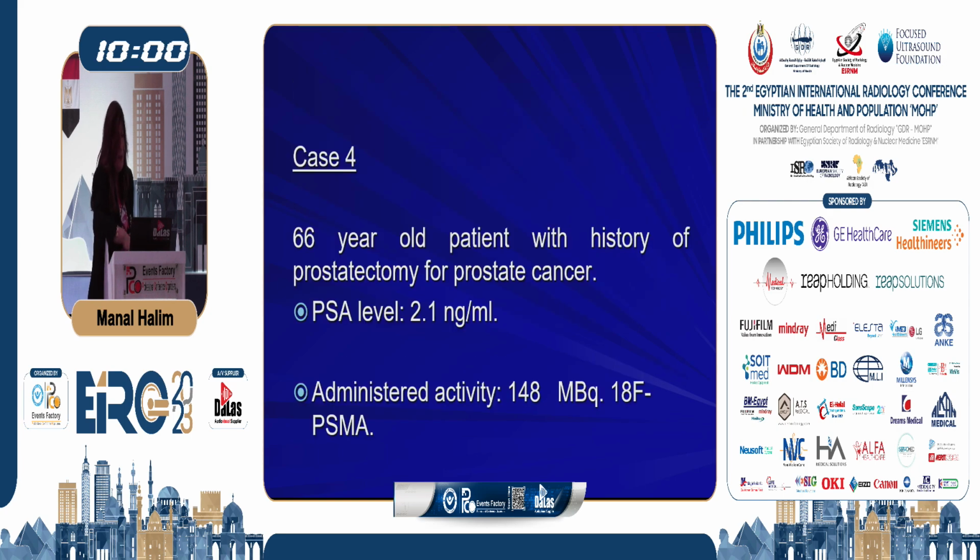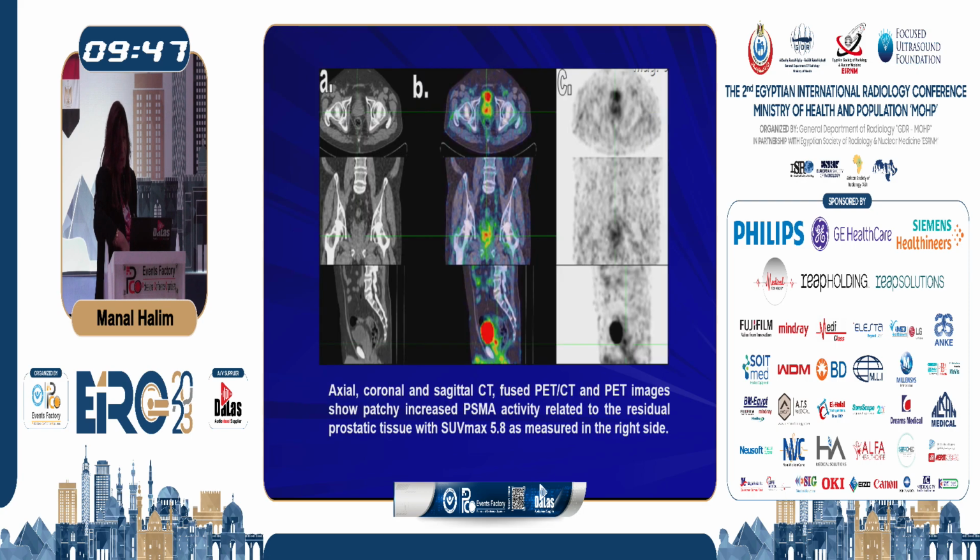Case number 4. A 66-year-old patient with history of prostatectomy for prostate cancer. The PSA level was 2.1, and an 18 fluorine PSMA injection was done for the patient. And here are the images. This is the CT in different axes, the axial, coronal and sagittal. And here are the fused images, and these are the corresponding PET scan for the patient.